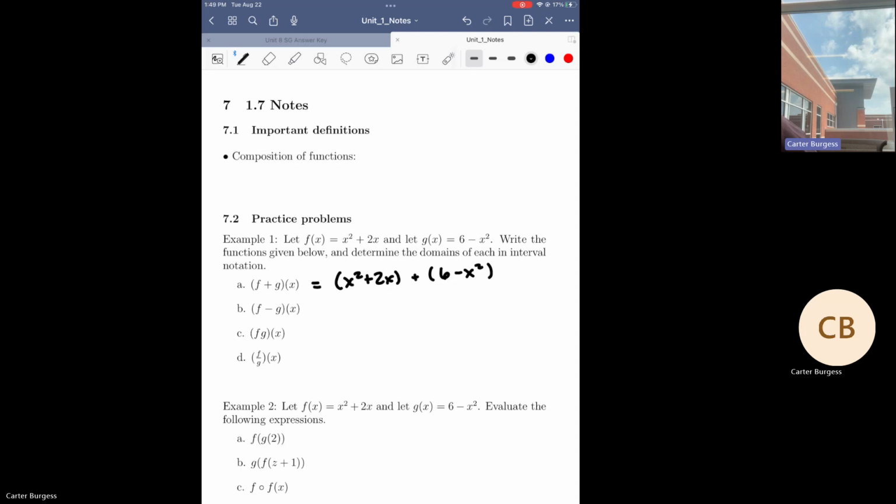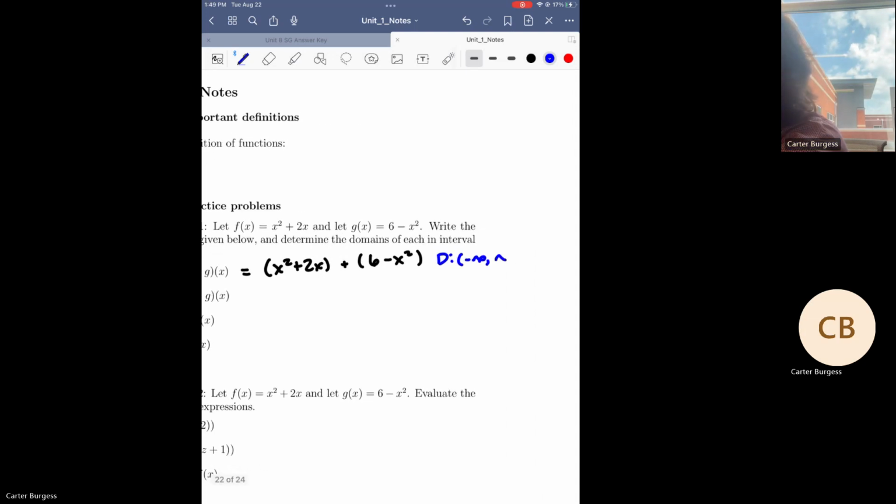Okay, looking at this particular function, do we ever have to worry about dividing by 0? No, I don't see any denominators. Do we have to worry about square roots? No, I don't see square roots here. And so what is our domain going to be? All real numbers, so everything from negative infinity up to infinity. Fantastic. We had to do that before we simplified, right?